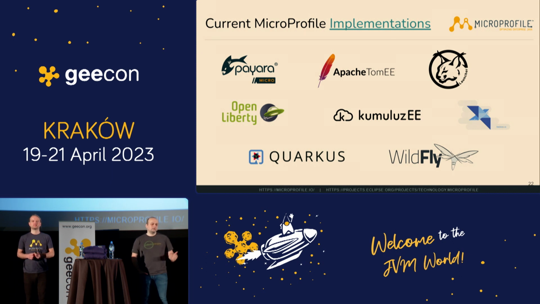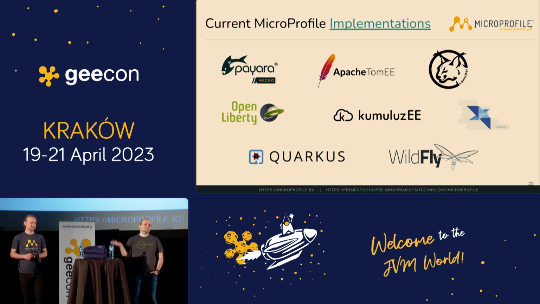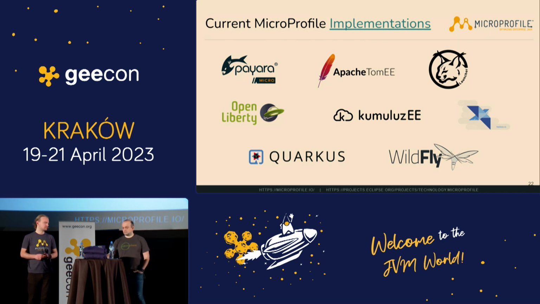We have Quarkus and WildFly and Kumuluz and OpenLiberty and Apache TomEE, which is the enterprise version based on Tomcat. Payara, we have a bunch of things. Helidon here as well. So yeah, these are implementations that officially support it to some extent, mostly full extent.